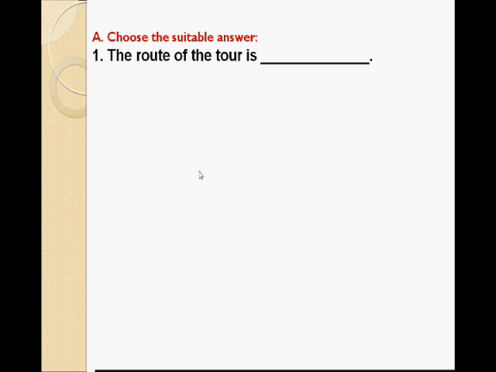Let's look at the type of questions. As we said, the first type of question is choose the suitable answer. Again, it is multiple choice questions. Number 1, the route of the tour is. What is route? The route means the place where the tour starts, and it goes from which city to another city. So it starts from where and moves, and then in the second day where, the third day, and so on. So we call that the route.